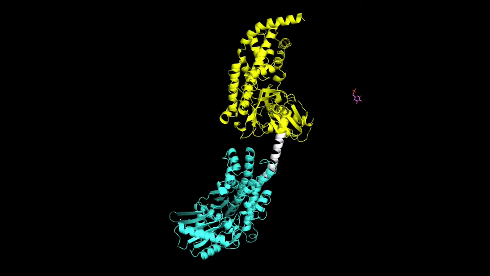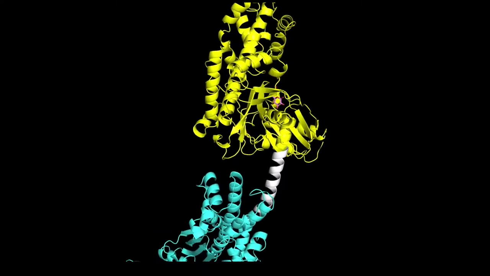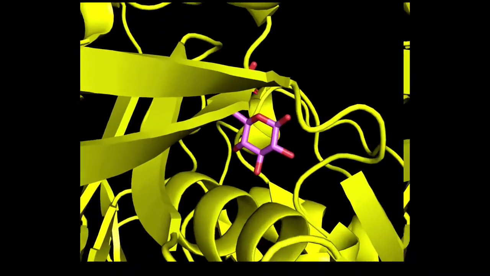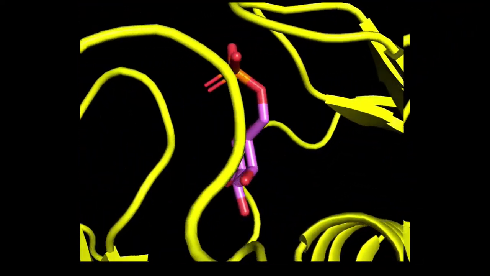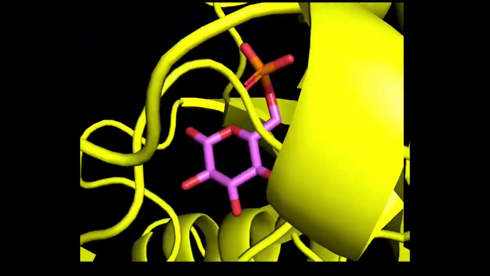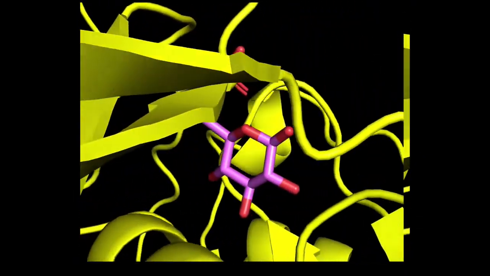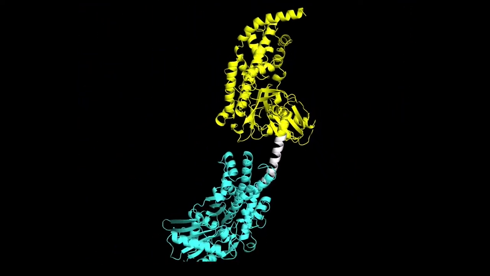Binding G6P changes the shape of the C-terminal unit and inhibits enzyme activity. If there's a lot of G6P, there's no reason for the enzyme to make more. Inhibition of an enzyme by a product of the same pathway is called feedback inhibition. And since the inhibition occurs by binding the inhibitor outside of the active site, it's also called allosteric inhibition.